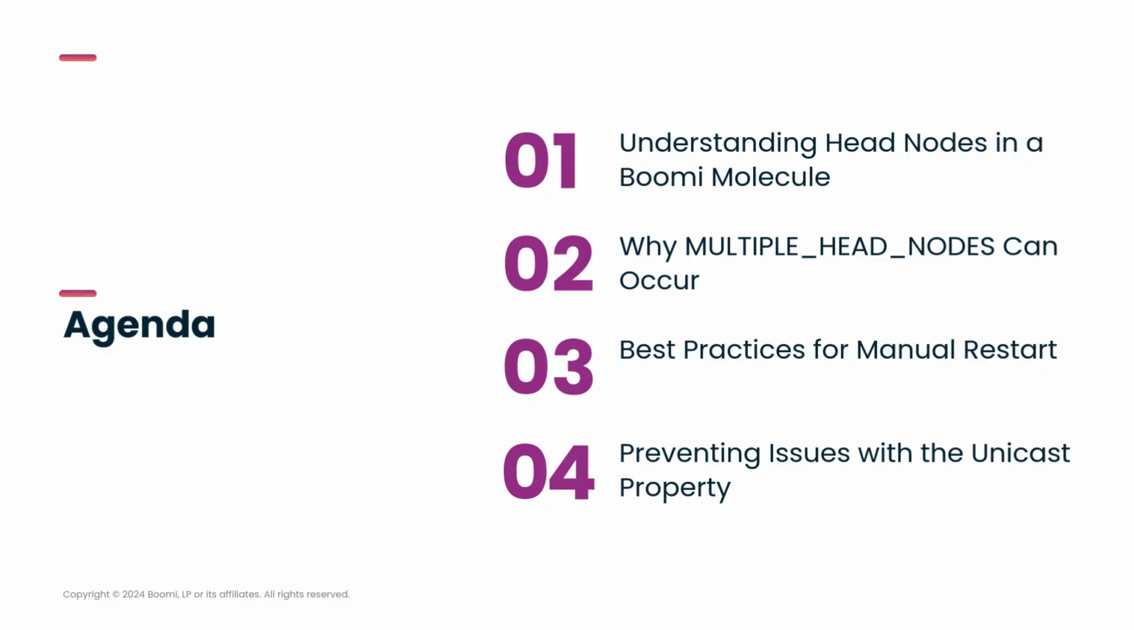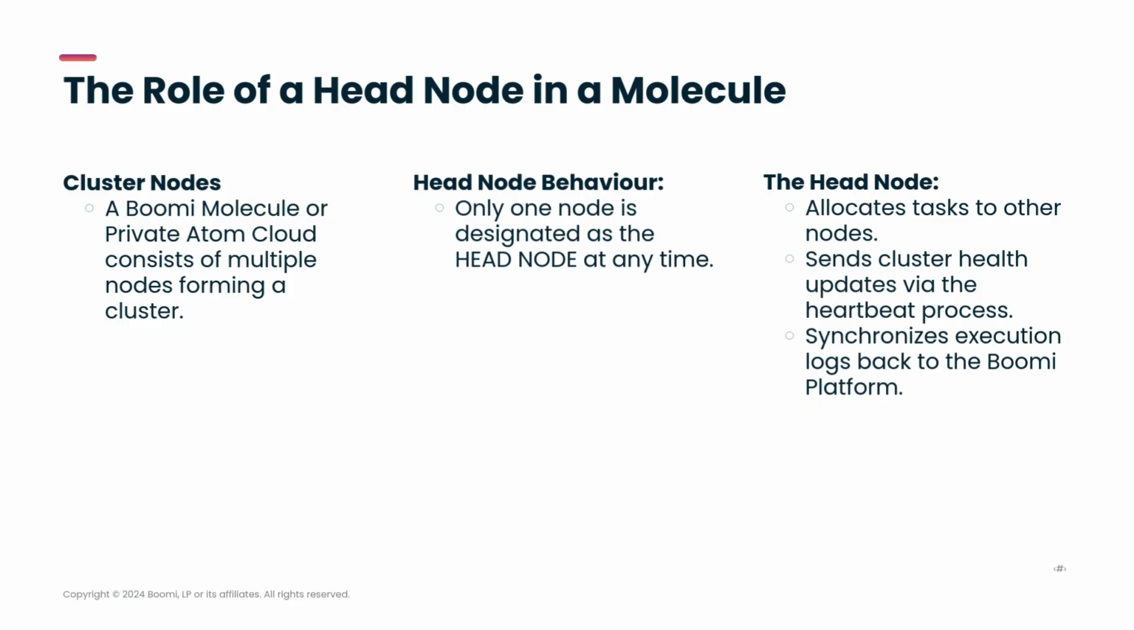All right, let's begin by understanding what head nodes actually do. A molecule or private cloud consists of multiple nodes forming a cluster. These nodes work together to process integrations and handle workloads efficiently. However, for the cluster to function correctly, only one of these nodes can serve as the head node at any given time. So what exactly does a head node do?